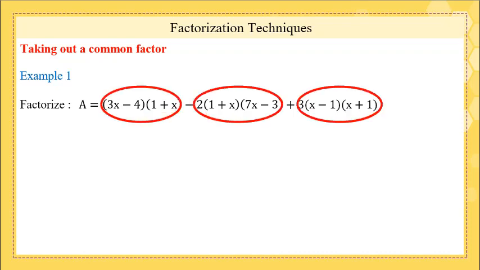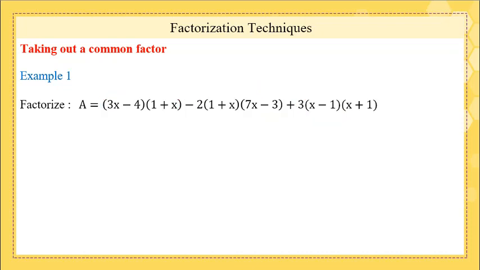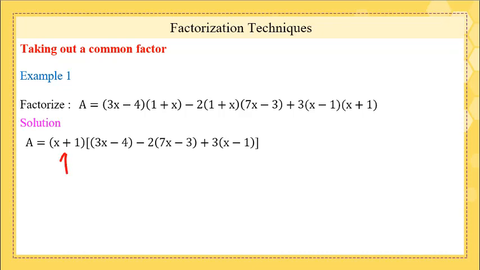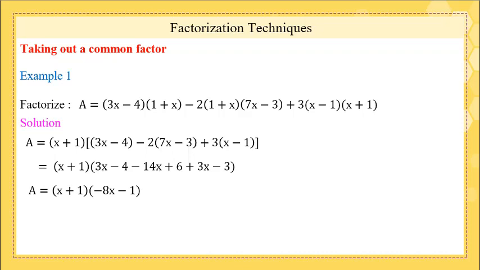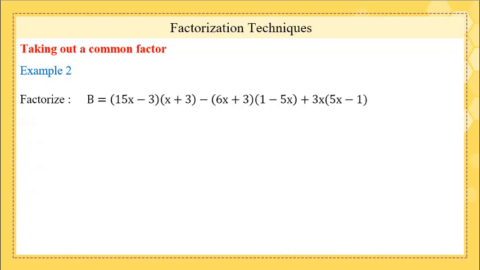So we have three quantities, and x plus 1 is found in each of the three quantities. So we take the factor x plus 1 and put it inside two parentheses, and then we open a big bracket and write the three remaining factors in each of the quantities. Then we expand inside the big brackets, and finally we reduce inside the big brackets to find the factorized form of A.